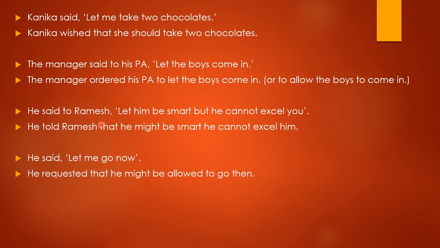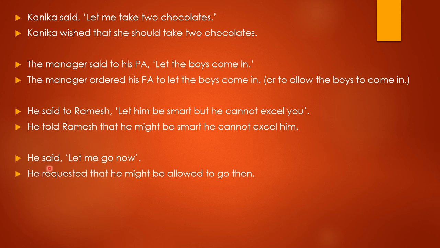He said to Ramesh, let him be smart, but he cannot excel you. Again, here we can use only might. It is a kind of supposition or a condition. So he told Ramesh that he might be smart, but he cannot excel him. I had forgotten but here, so here but will come. He told Ramesh that he might be smart, but he cannot excel him.